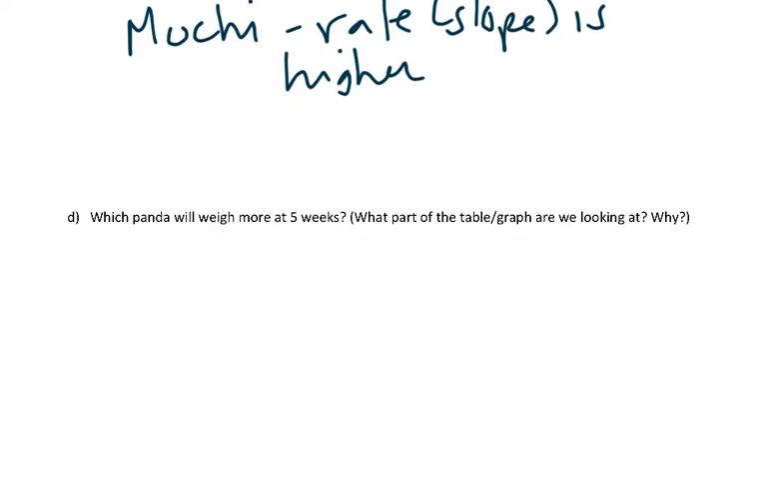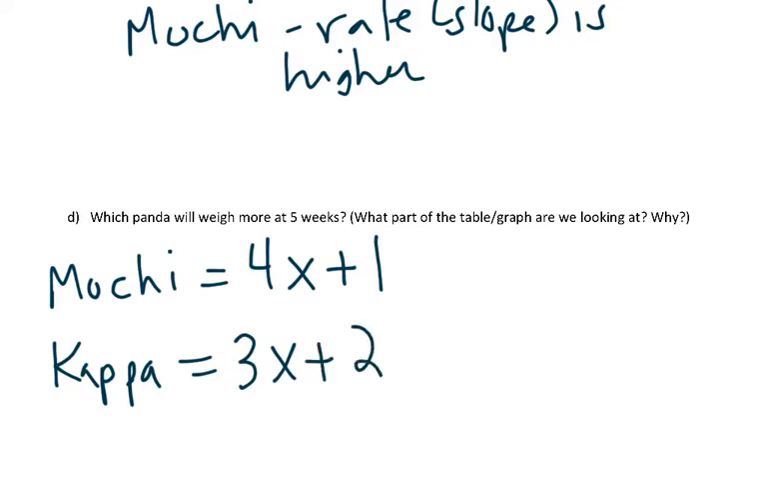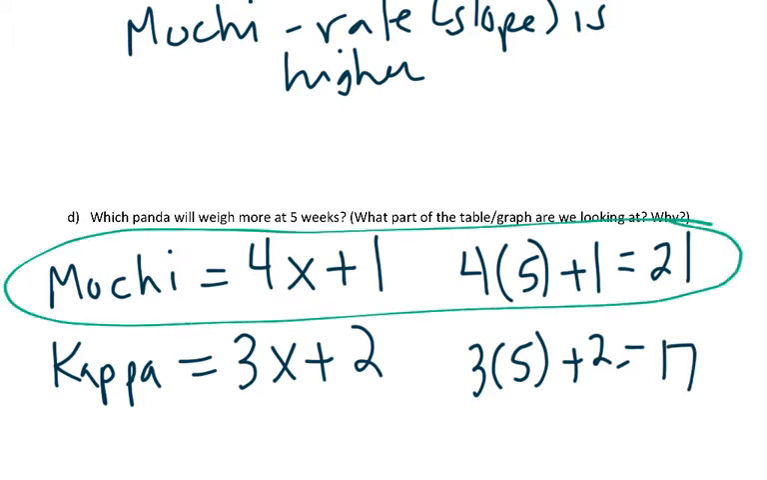Okay. Which panda will weigh more at 5 weeks? So let's write down. Mochi is growing 4x plus 1, because the rate, the slope, was a 4, and the y-intercept was 1. Kappa is growing 3x plus 2, because his rate was 3 and his y-intercept, his starting point, was 2. So if I figure out where they are at 5 weeks, then I can see who's going to be bigger. So 4 times 5 is 20 plus 1, 21. 3 times 5 is 15 plus 2 is 17. So it looks like Mochi is going to be bigger at 5 weeks. We used the equation.